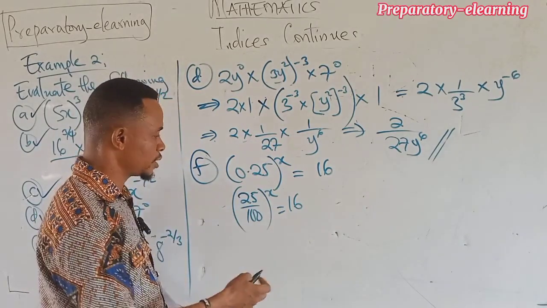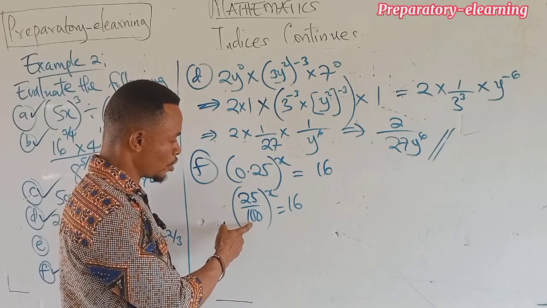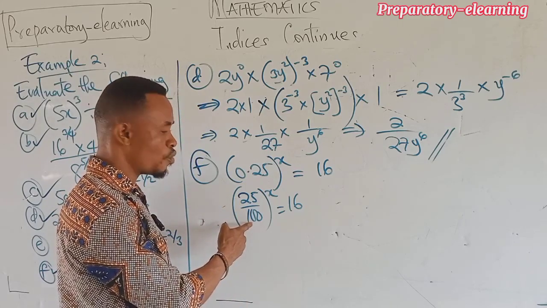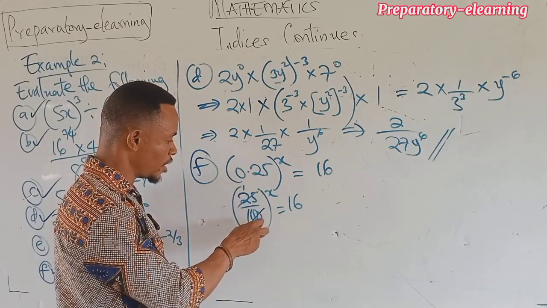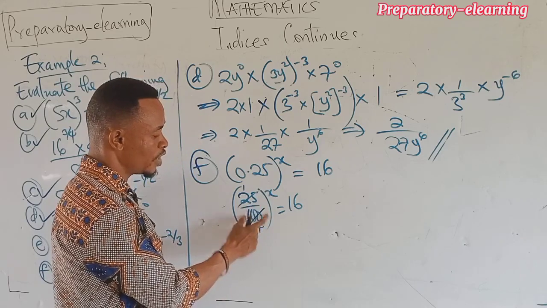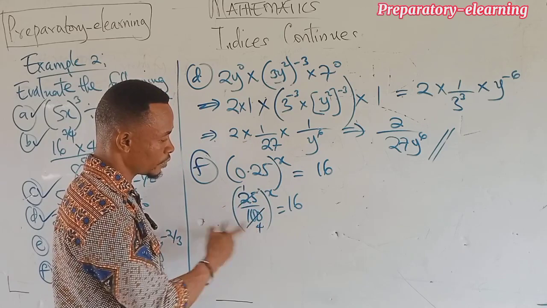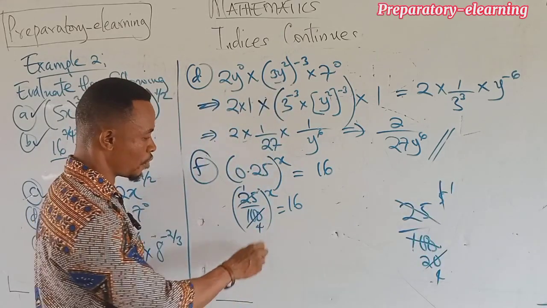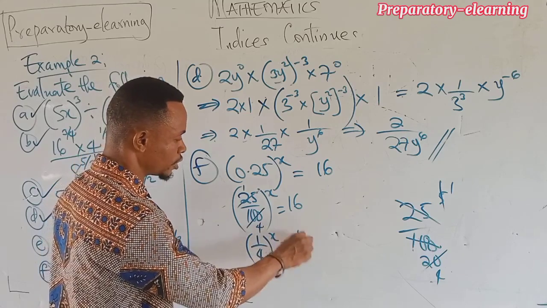So how do we do this? We can find that 25 can divide 100. What do we have? 1 over 4. 25 goes into 25 once, and 25 goes into 100 four times. 25 times 4 is 100, 25 times 1 is 25. So this cancels this, you have here 4. So you have 1 over 4 into power x equals to 16.